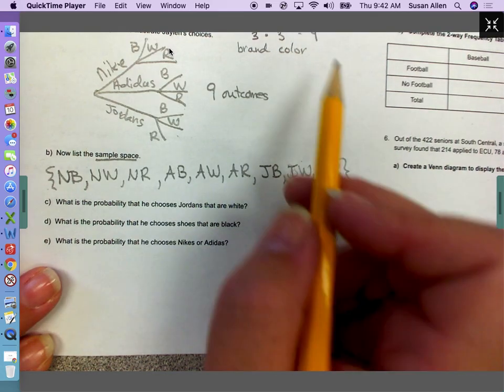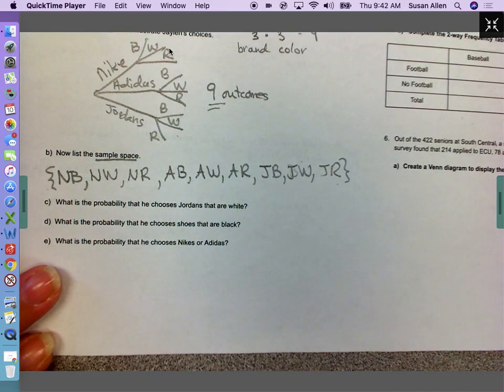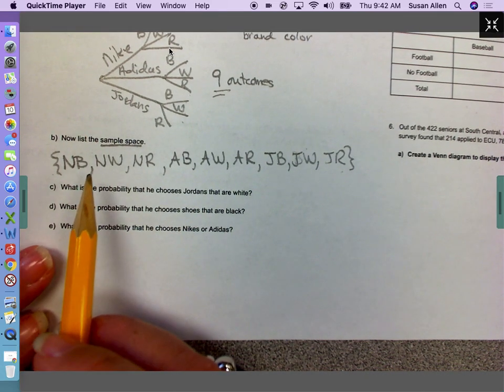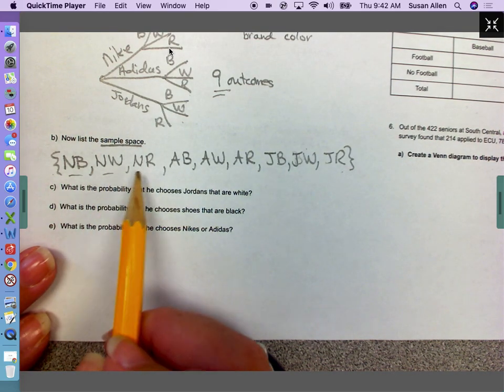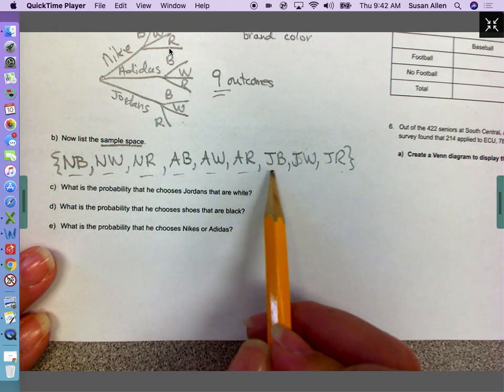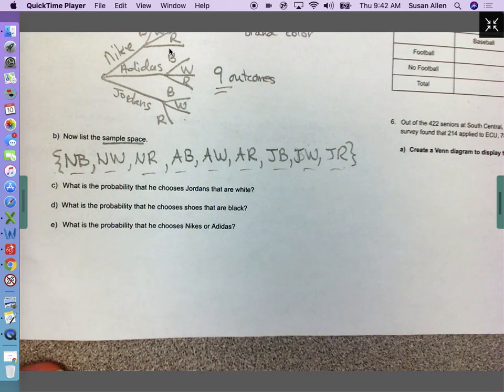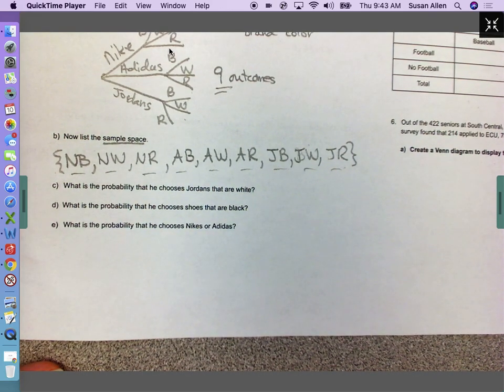Also important is to make sure that you have listed all 9 outcomes. So please count the elements in your sample space. 1, 2, 3, 4, 5, 6, 7, 8, 9 elements are listed in your sample space. If any are missing, make sure you go back and check to find the missing one and include it.